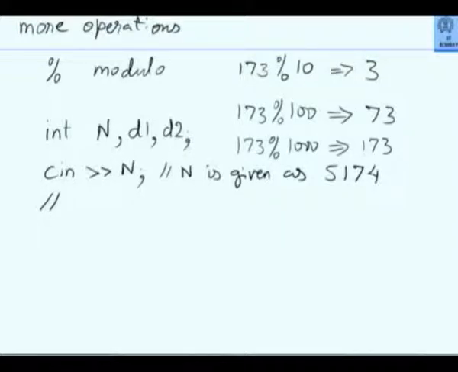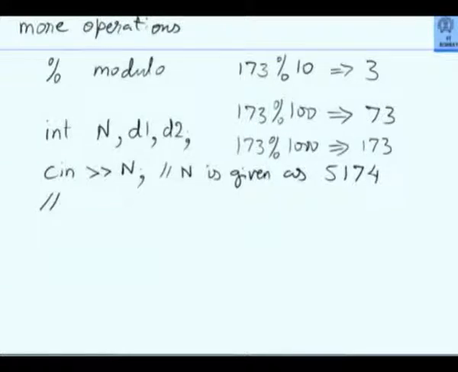So suppose it's a 4-digit number. What will a 4-digit number be? 0001 is not a 4-digit number. 0001 is 1. It's a 1-digit number. So what is the smallest 4-digit number? 1000. What is the largest 4-digit number? 9999. So suppose a 4-digit number is given.